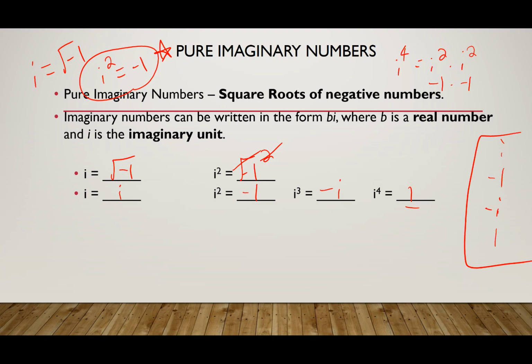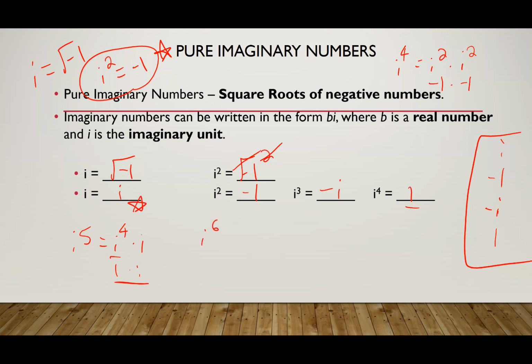These repeat, because when I do i to the fifth power, think of that as i to the fourth times i. Now remember, i to the fourth we just mentioned was 1. So it's 1 times i. So it's the same thing. i to the fifth is the same thing as i.